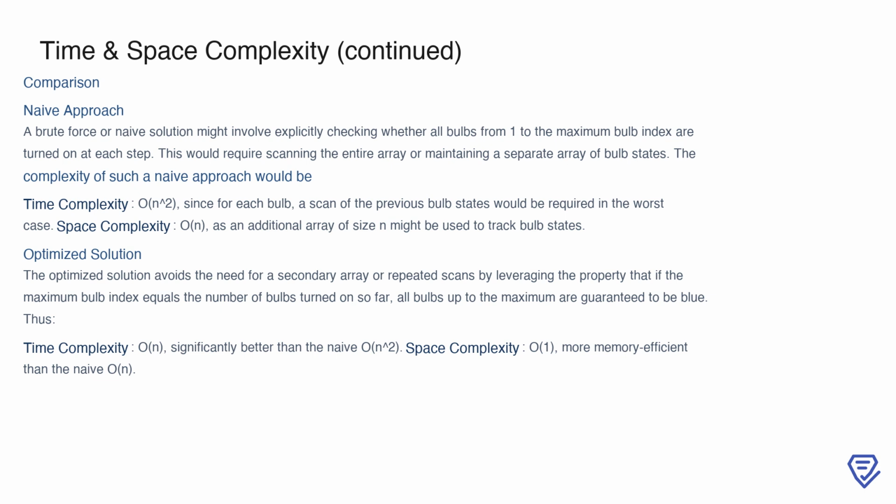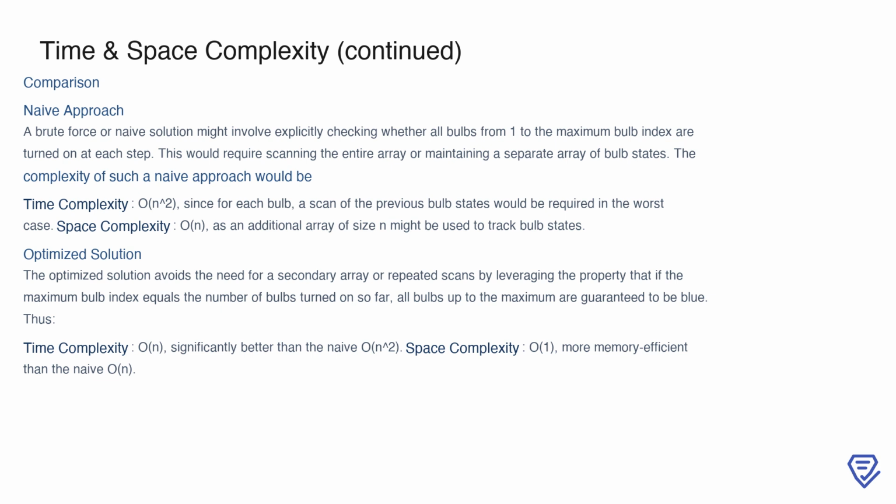In contrast, the optimized solution eliminates the need for such checks or additional data structures. By relying on the condition that the maximum bulb index equals the count of bulbs turned on so far, we ensure that all bulbs up to the maximum are blue without further verification. This approach achieves a time complexity of O(n) and a space complexity of O(1), significantly improving both time and memory efficiency.